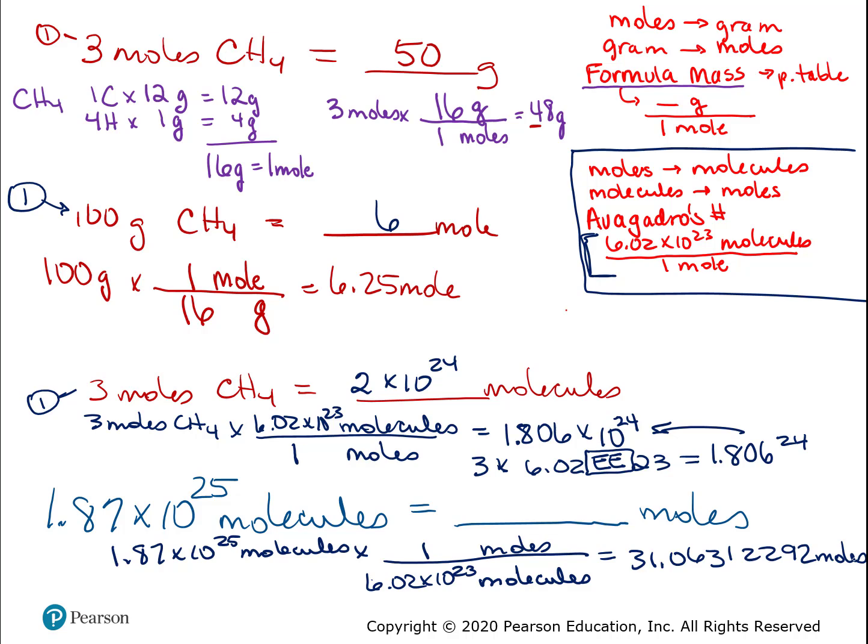Okay, so I got 31.06312292. Did anybody not get that? Okay, so here's the steps. I already lost that, so I'm going to write the steps up here so you can see. I'm going to put 1.87, then the EE button, then 25, if you have the old school calculator. Then I'm going to go divided by 6.02 EE 23.